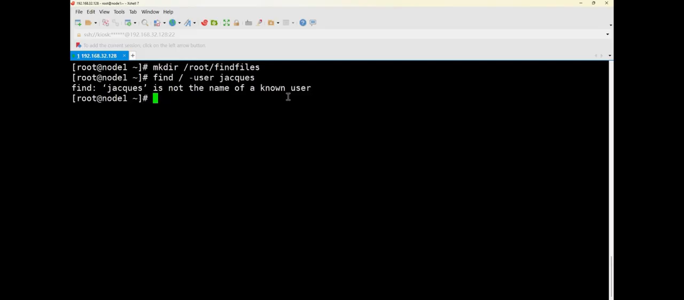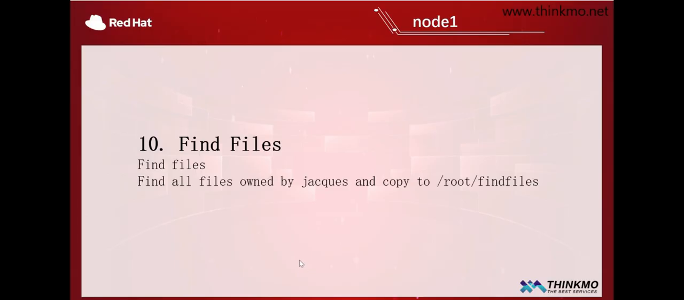The error message here actually doesn't matter. Why? Because the username we are talking about here doesn't exist, but that's not an issue. This doesn't matter. Under normal circumstances, during the exam, they will definitely give you an existing user. This user, however, is not currently in our system, so it doesn't affect anything here. It doesn't affect the use of the command.